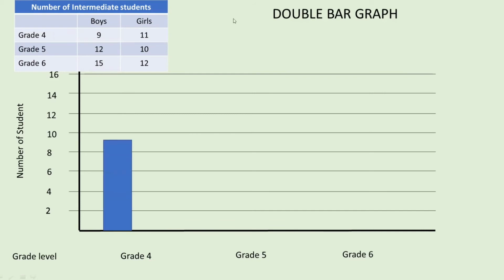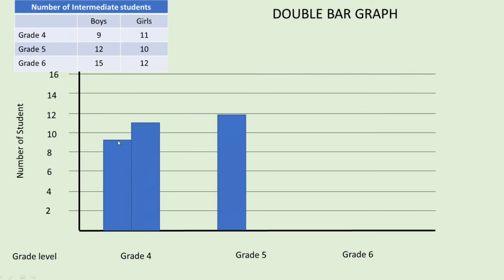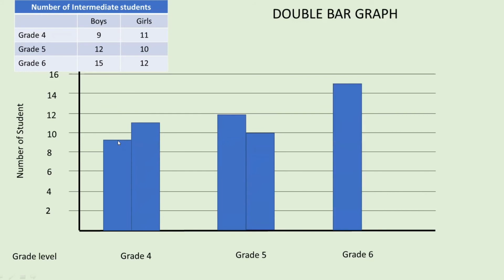So, first is, let's graph the grade 4. So, yung grade 4 boys natin ay 9. So, ibig sabihin, nandito yung ating 9. And then, yung girls natin ay 11. Yung grade 5 natin na boys ay 12. And then, yung grade 5 girls natin ay 10. So, ayun, yung 10 natin. Next is, yung grade 6 natin na 15 ang boys. So, ayun yung 15. And then, yung girls natin ay 12. So, meron na tayong double bar graph.